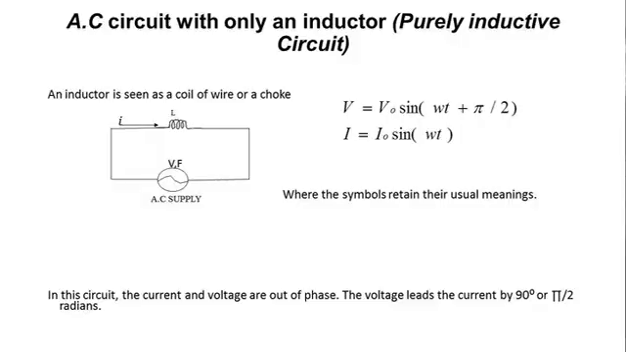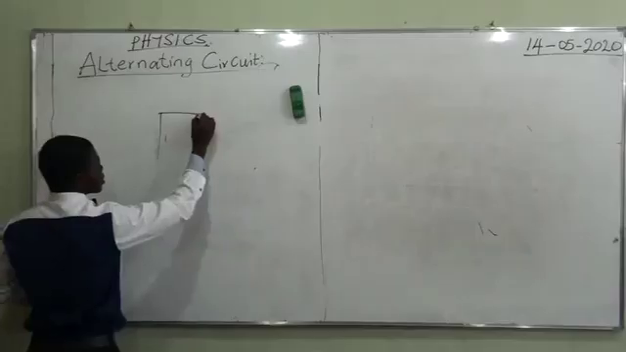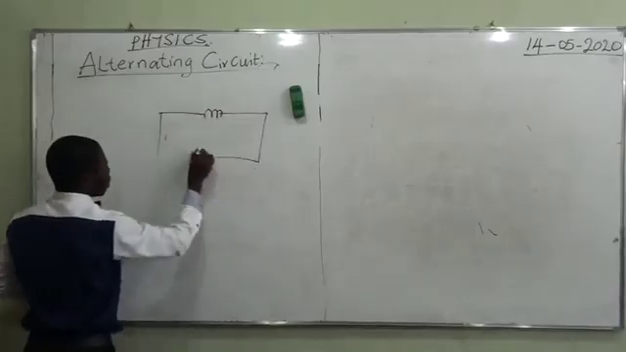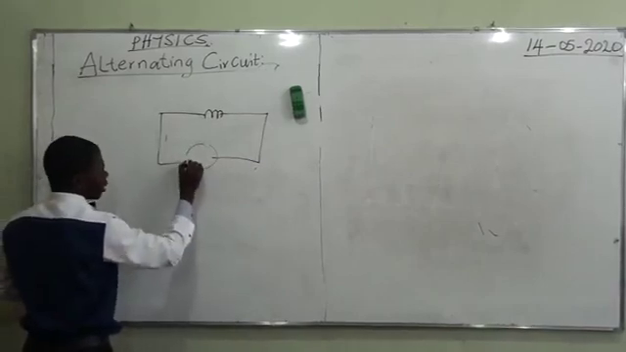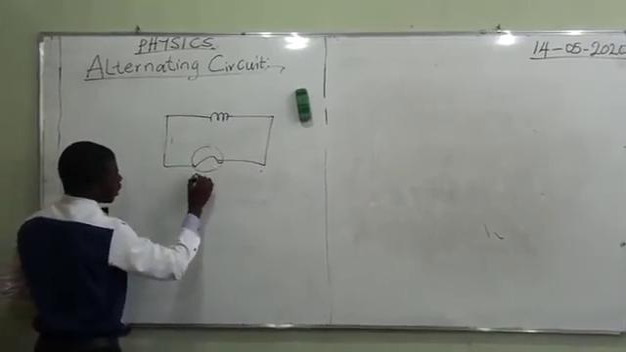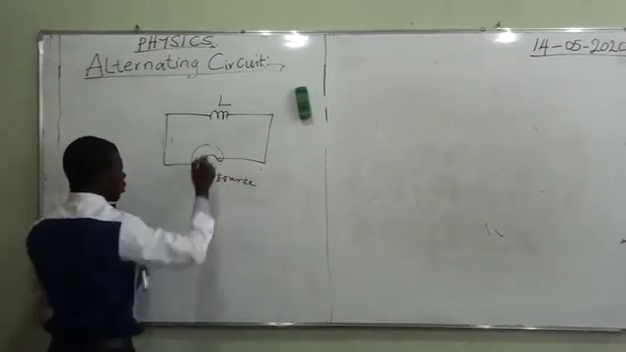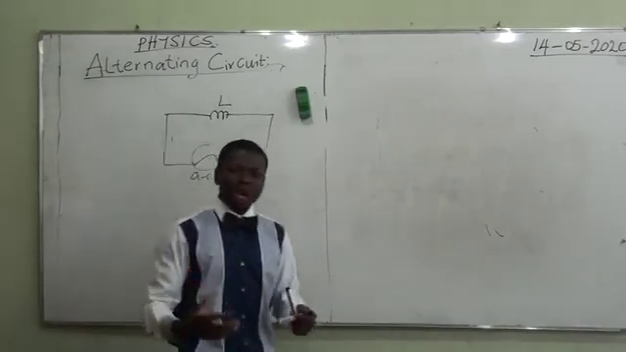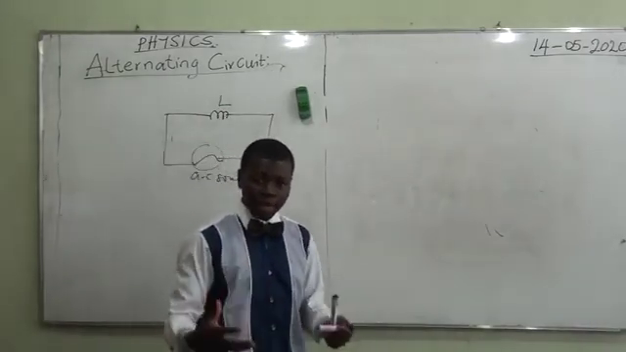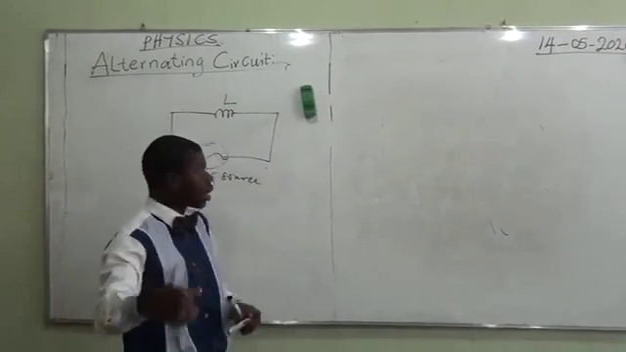Then we move over to the purely inductive circuit. We are going over to a circuit that contains only an inductor. And in this case, we have this. The source is still there, and this signal that looks like S represents the alternating source. This is the inductor. What is an inductor? An inductor is a device that stores energy in the form of a magnetic field. So it stores magnetic energy.